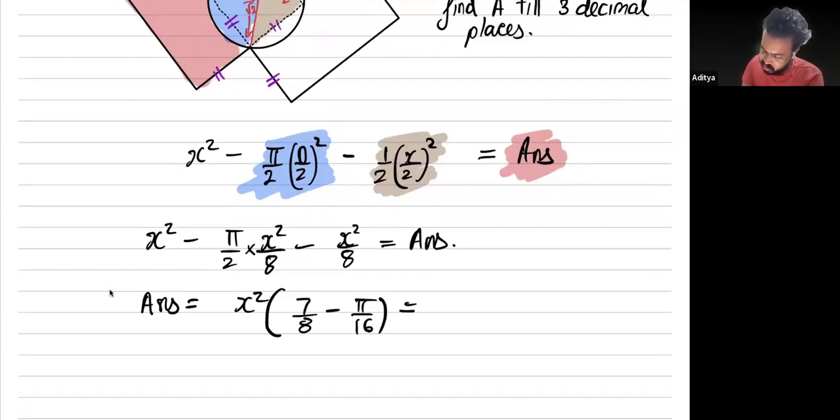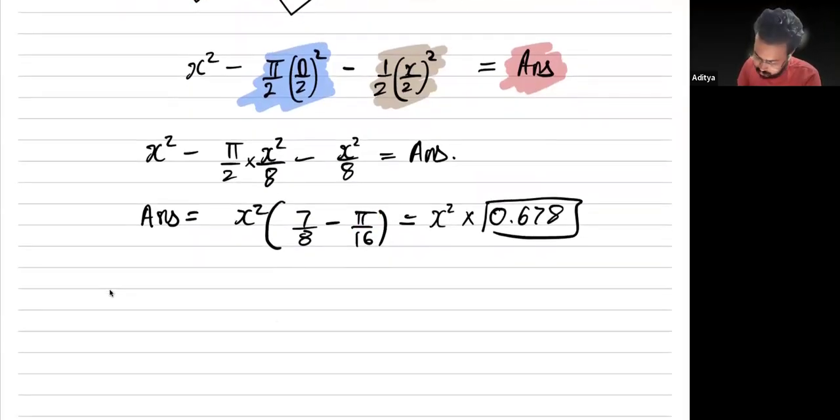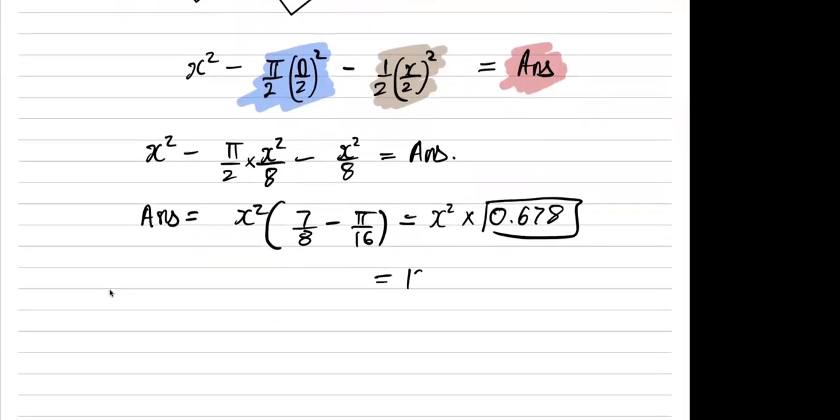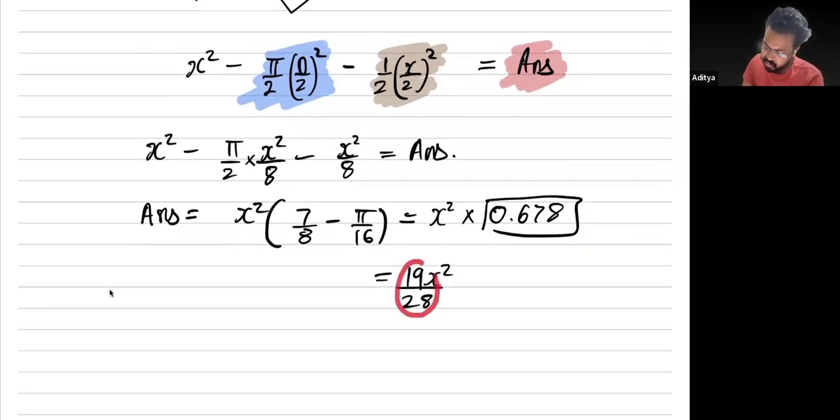This is a positive quantity, and if you put it in a calculator, you will find that it's x square times 0.67. Although if you substitute the value of pi as 22 by 7, you get the answer as 19 upon, what was the answer? 19x square by 28. So after this, if you want to do division by hand, that is also fine. Or you can substitute the value 3.14 here.